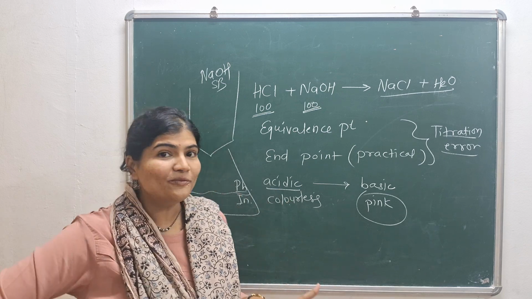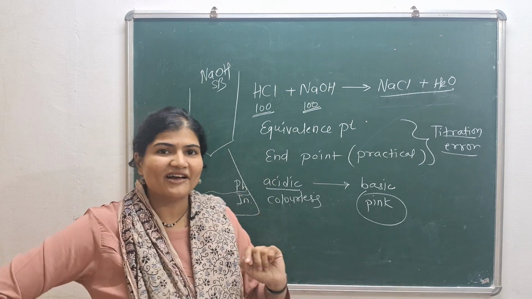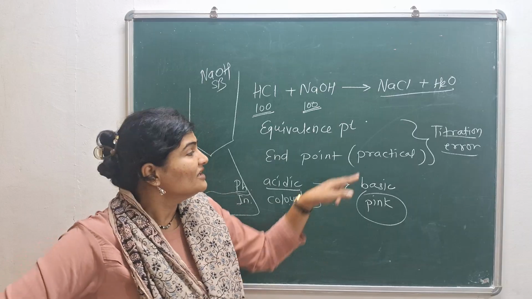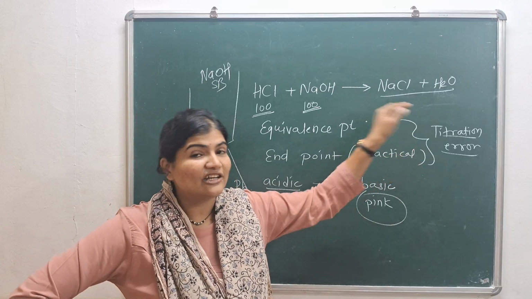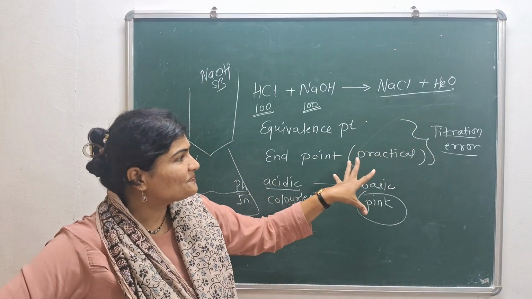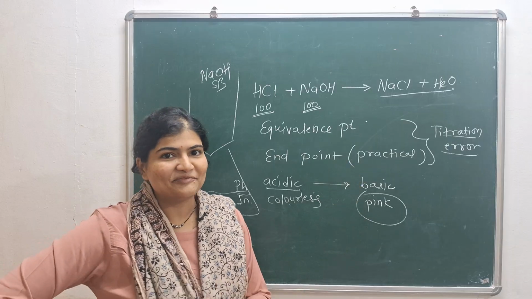So I hope the difference between end point and equivalence point is clear. Also, what is titration error, that also we have discussed. So I hope the concept is clear.